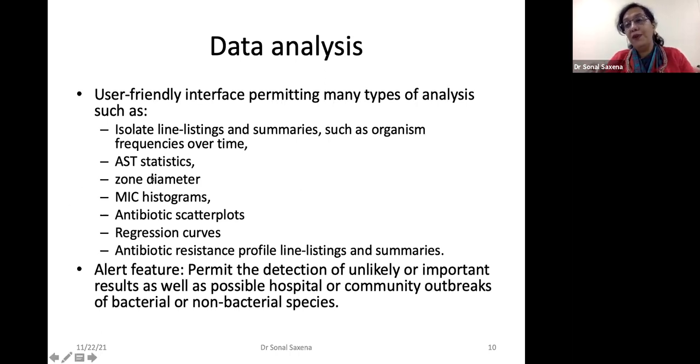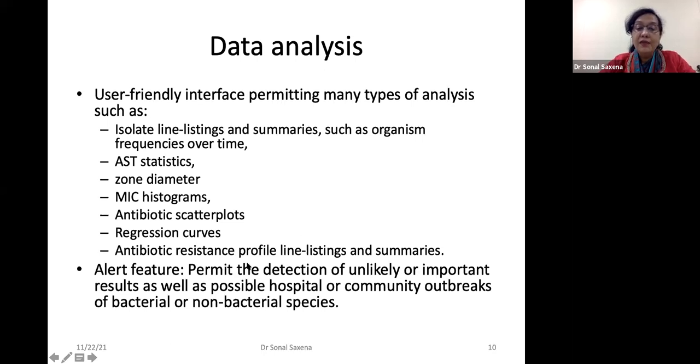Then you can play a lot with the AST statistics. You want to see congruence between two. You want to create an antibiogram for your infection control and antibiotic stewardship activities. The zone diameters can give you an idea if tomorrow the guideline changes from 20 to 15, you can see how much you have actually over-reported or under-reported before this, if you enter the zone diameters. Then it also creates your MIC histograms and tells you whether the MIC is rising slowly or coming down to a particular drug. These scatter plots are very interesting, and I'll show you how they work. The regression curves, which otherwise are a nightmare to do in Excel and SPSS, unless you are a very good statistician and not a doctor.